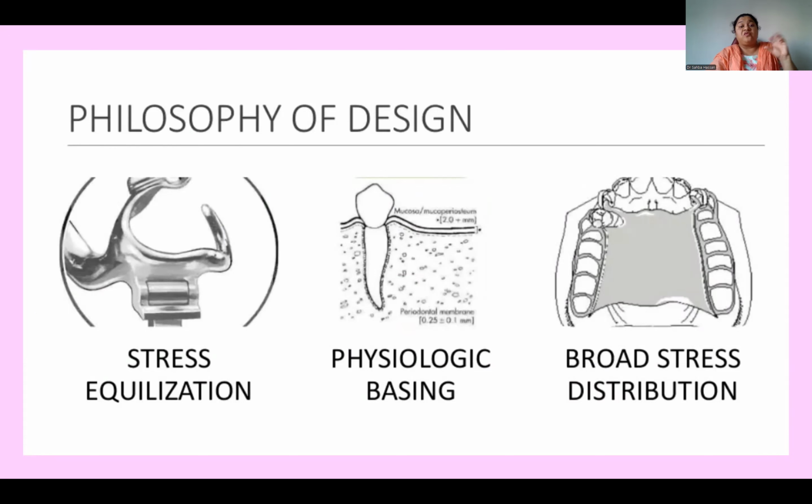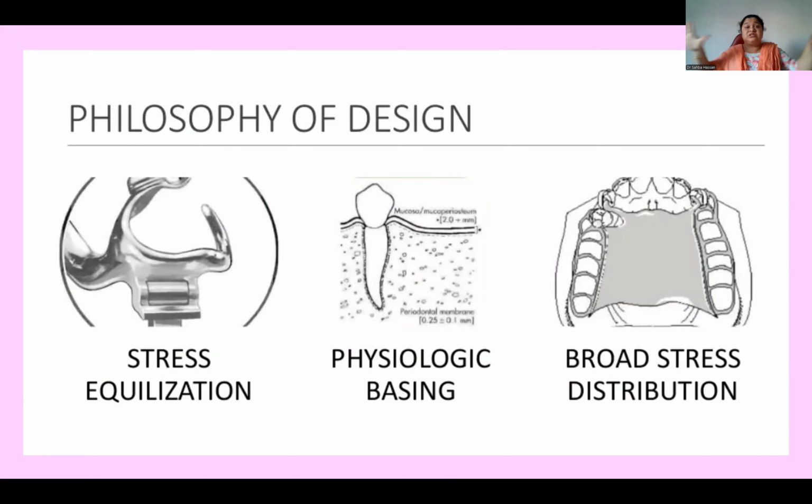Physiologic basing is the amount of force. Okay, and how much, see, whenever a tooth is there, it has periodontal ligaments, so movement will be there. When it is tissue, a lot of force is there and it causes resorption also. So all of that has to be kept in mind. Broad stress distribution is using a larger surface area.